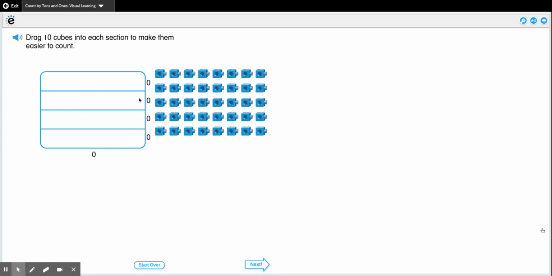All right, so boys and girls, look at all of these cubes. That's a lot of cubes, right? Now, we could count these and we could say 1, 2, 3, 4, 5, 6, 7, 8, 9, 10, 11, 12, 13, 14. And we could just keep counting each of these cubes one at a time, right? We could do that. But what would be an easier way to count these? What do you think? So it's suggested that we drag 10 cubes into each section.